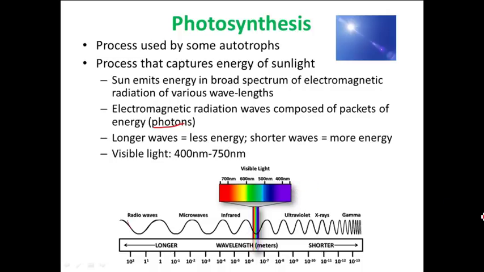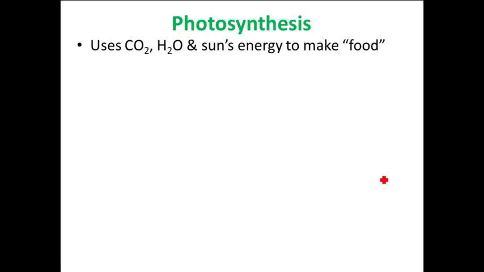So photosynthesis is going to be absorbing some of the energy that's in the visible light spectrum. All right, photosynthesis, in addition to the sun's energy, also uses carbon dioxide and water to make food. Okay, so what is this food? Well, we use food very loosely to really mean glucose. Glucose is the molecule that is created by photosynthesis. Glucose can then be used to make other molecules, or to use directly for energy.